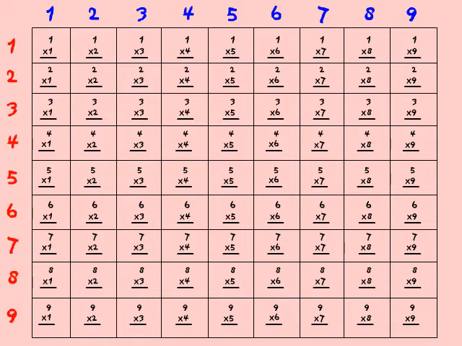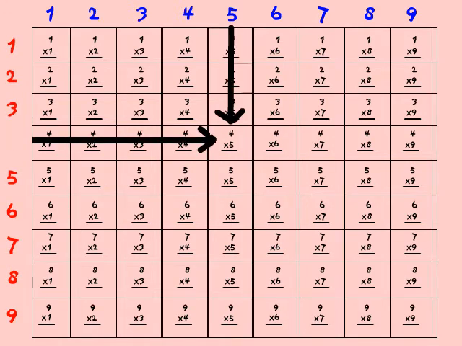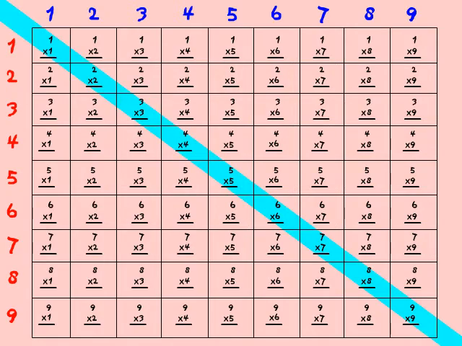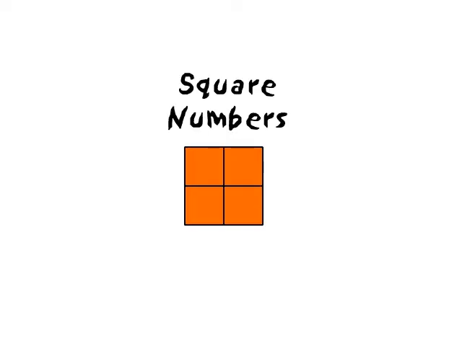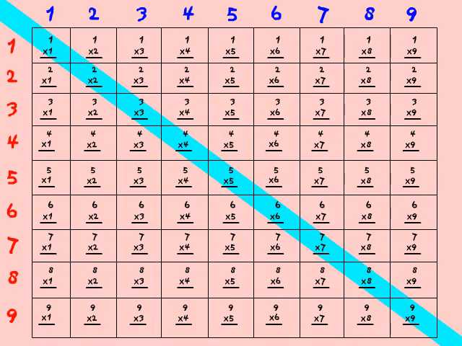For instance, if we wanted to find 4 times 5, we'd look along the 4 and the 5 and find 4 times 5. Okay, now let's look down this long diagonal. This is where we found the square numbers. There's 1 times 1, which is 1, 4, 9, 16, and so on. The square numbers that we memorized.